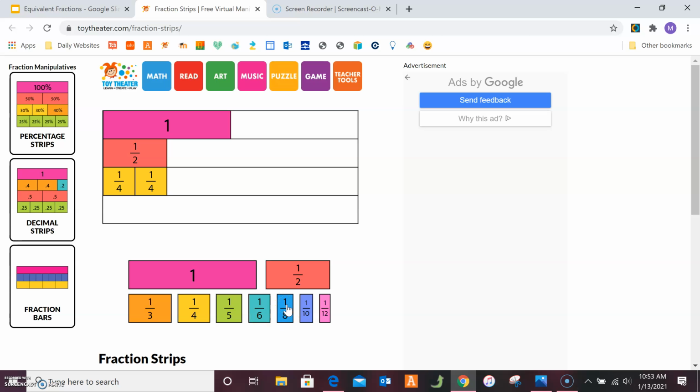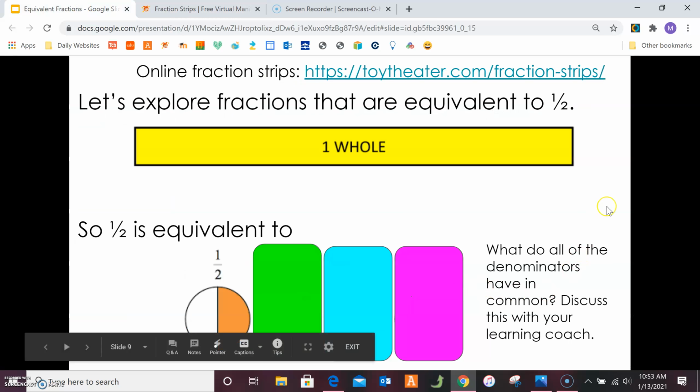Make a guess. Make a prediction. Let's count them as we go. 1/8, 2/8, 3/8, 4/8. We found another winner. All right, let's go back and talk a little bit about that.